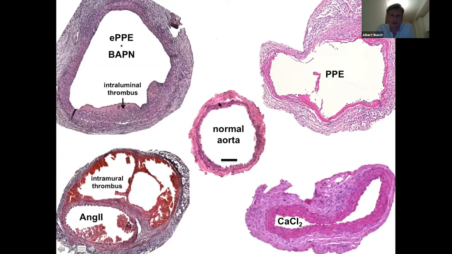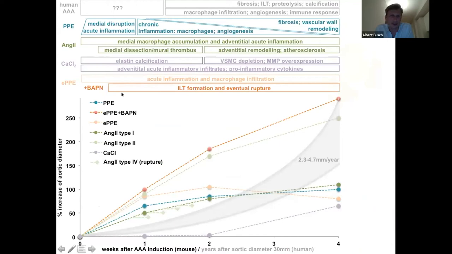So to make our point, and this is a very busy slide, so I will just take some time to get you through it. I showed you in the beginning that what we know from human disease is, of course, a very chronic state of disease. So all those features I introduced in the beginning are from a chronic stage of disease. And this is here in the graph shown in light gray. So you have this sort of exponential growth of the human aneurysm.